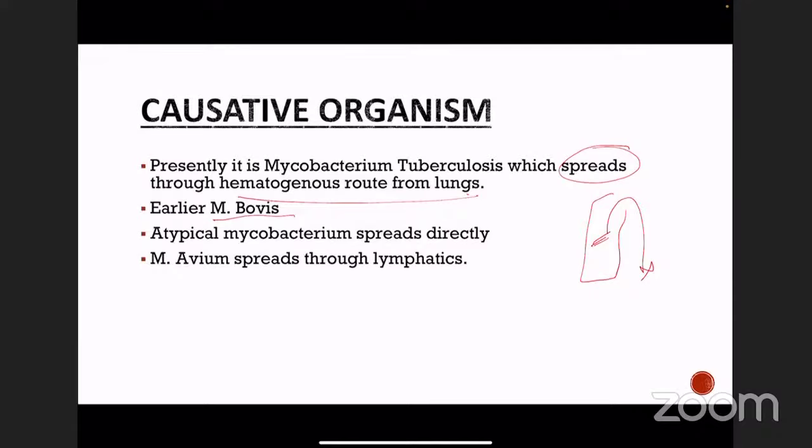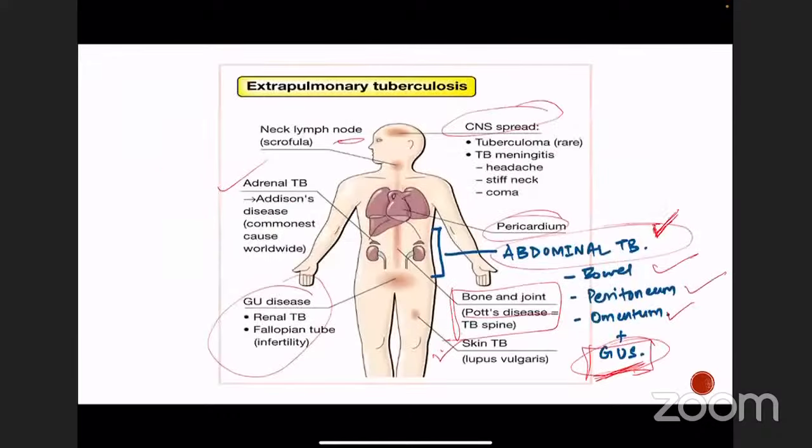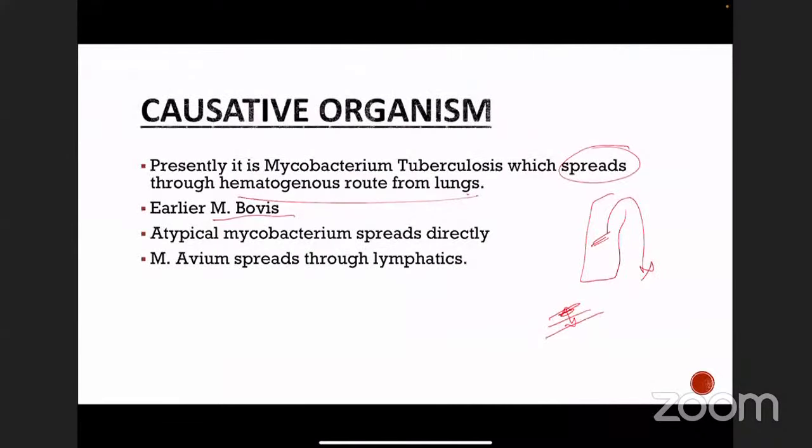There are also atypical mycobacteria, which can spread directly from one organ to another. So if a patient has intestinal tuberculosis, he might have mesenteric lymph node tuberculosis by direct transmission in an atypical mycobacterial infection. There can be M. avium, which spreads through the lymphatics. As we have seen in this figure, the patient has infection in the neck node, scrofuloma. This lymphatic spread will go down to the abdominal lymphatics, the periaortic, preaortic, and mesenteric lymph nodes, then below that the inguinal lymph nodes. Everything can be involved through the lymphatic route, that is, Mycobacterium avium.